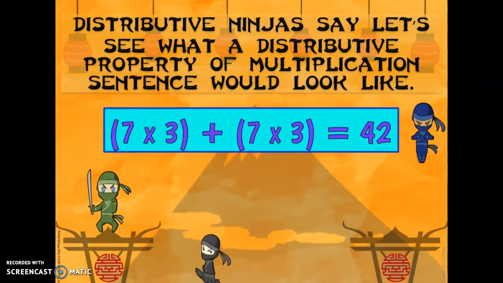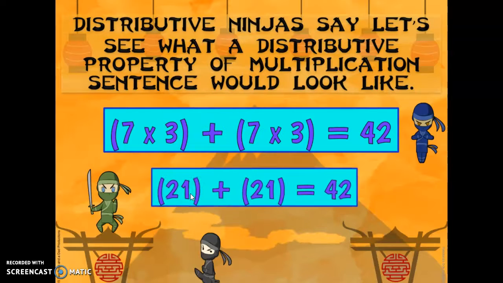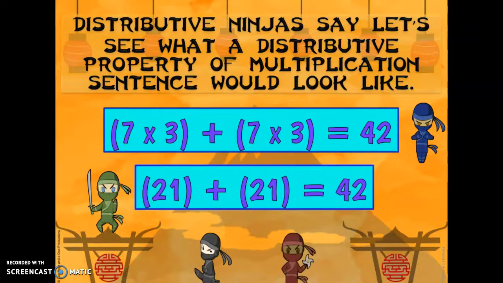So here was what our sentence would look like. Remember, we broke up the 6, so we kept our 7 the same on both sides of the plus sign, and then we broke up the 6 into 3 and 3. Now remember, we have to have parentheses around these because we have to solve these two things before we could add them together. Remember, the addition part came last after we did our 2 multiplication sentences and found our product. And here we are adding those together to get 42.